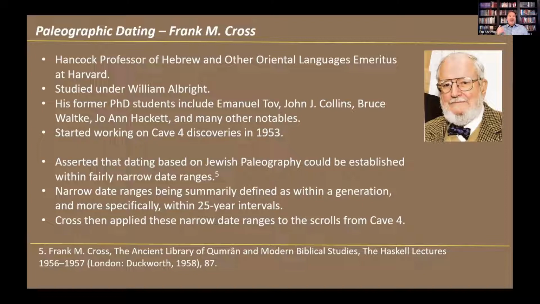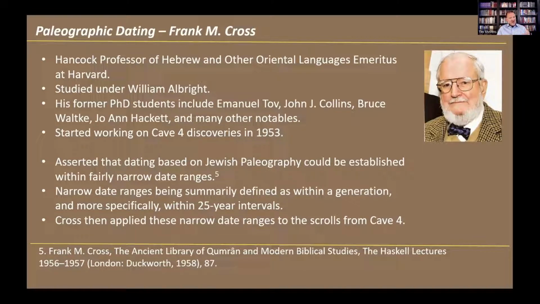And interestingly, the PhD students that Cross mentored included Emmanuel Tov, John J. Collins, Bruce Waltke, Joanne Hackett, and many other notables. People that we're studying and their works. Cross was their mentor. And he started working on Cave 4 discoveries in 1953.